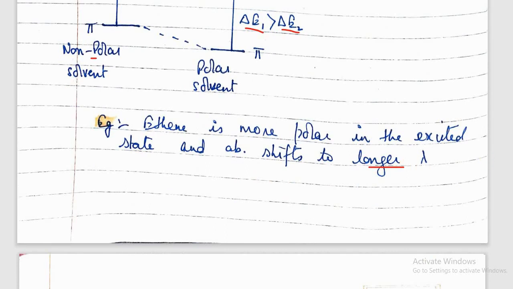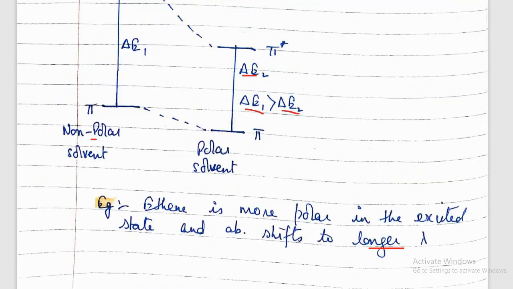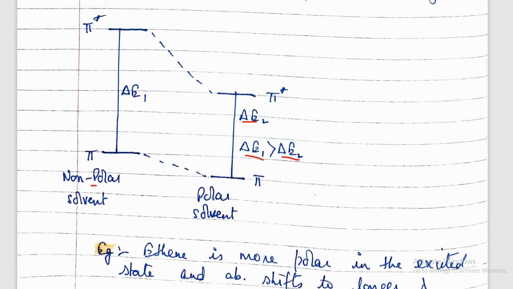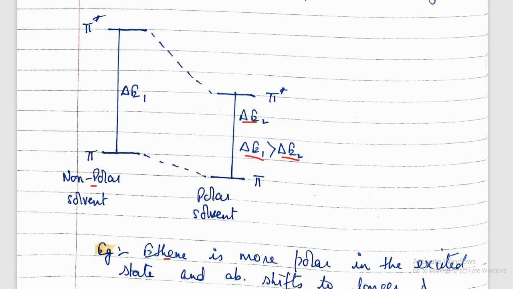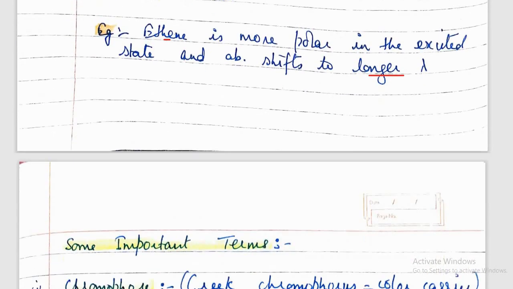So this is very important, that is the effect of solvent in these two types of transitions, n to pi star transitions and pi to pi star transitions. Both are opposite to one another. So in this example we can say ethene, which is more polar in the excited state, and absorption will shift towards a longer wavelength in polar solvent.